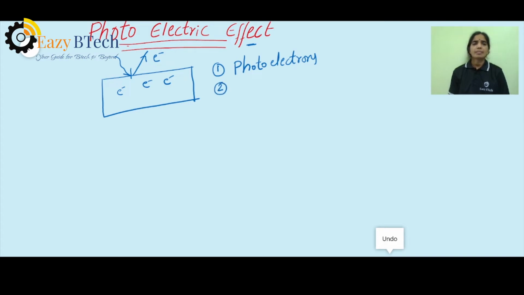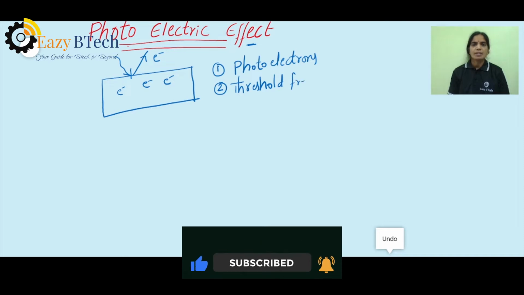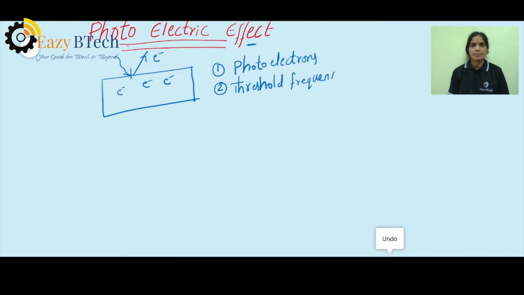The second one: it's not that for all frequencies of radiation we have electron emission. There is a certain frequency called the threshold frequency. Only from this particular frequency is emission of electrons possible. Below this frequency, we do not have ejection of electrons. That means only when the energy incident on the metal surface is sufficient to give out electrons, then only are electrons ejected. That minimum frequency we call the threshold frequency. Below this threshold frequency, we do not observe any photoelectric effect.